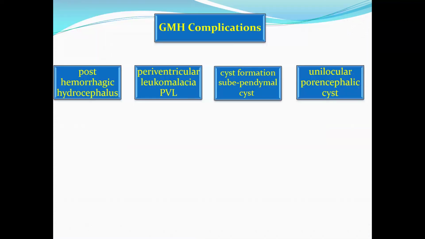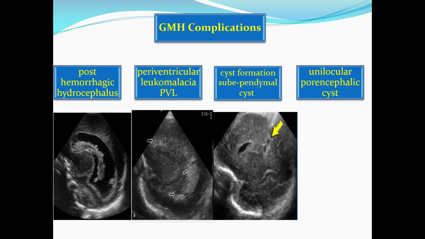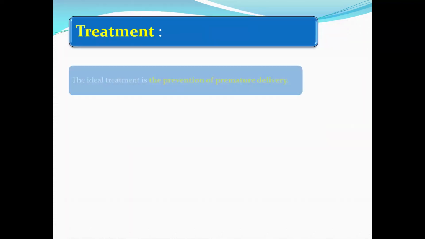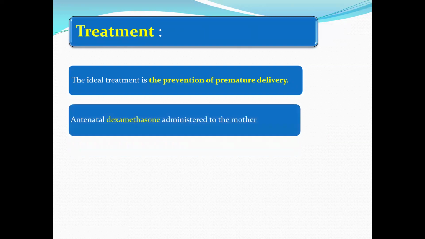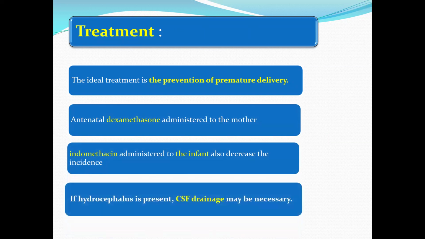Complications of germinal matrix hemorrhage: post-hemorrhagic hydrocephalus, periventricular leukomalacia, subependymal germinolytic cyst, and unilateral porencephalic cyst. What is the treatment? The ideal treatment is the prevention of premature delivery. If it is a must, you have to give dexamethasone to the mother or indomethacin to the infant, and you have to treat the complications. If there is hydrocephalus, you have to do CSF drainage.